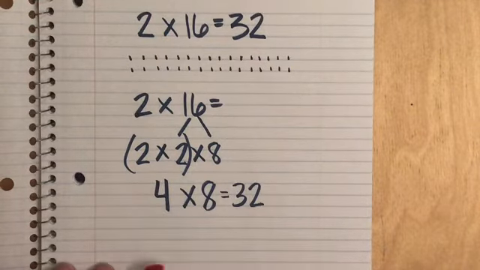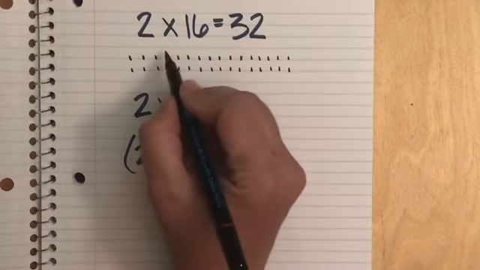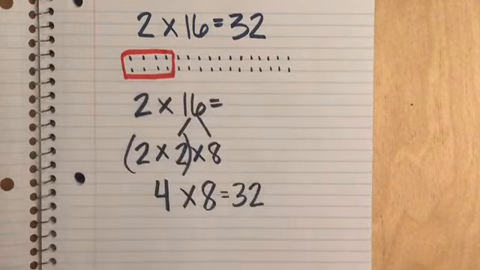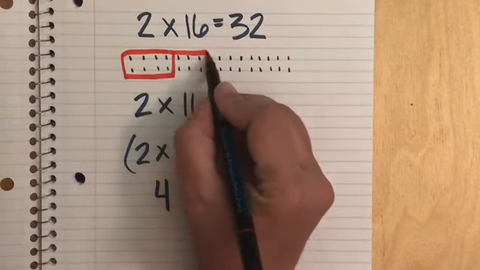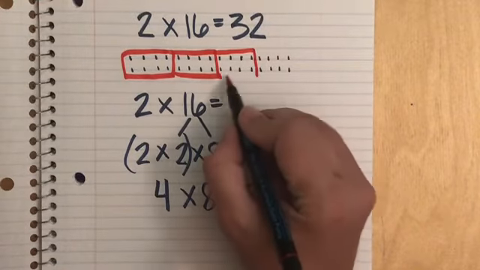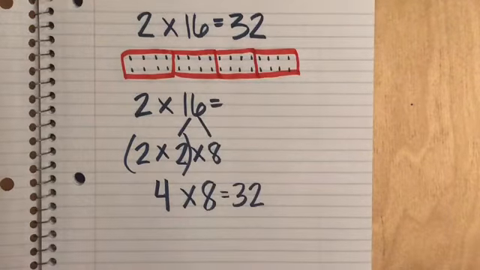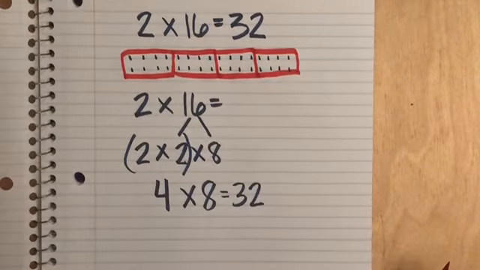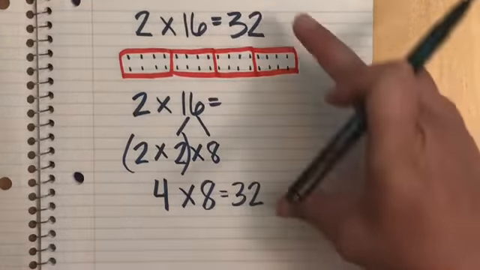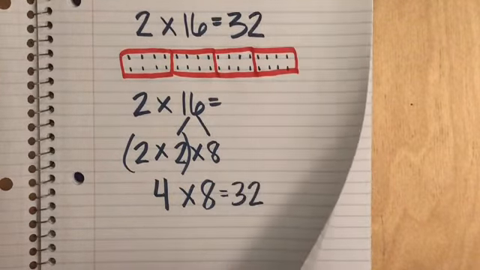All right, so if I wanted to find my 4 groups of 8, I see 2, 4, 6, 8. I have 1 group of 8, 2 groups of 8, 3 groups of 8, and 4 groups of 8. That is mathemagical. I'm going to coin that phrase. All right, so 4 times 8 is the same as 2 times 16, and we still get 32. Let's do this one more time together, and then we'll go to the final problem.